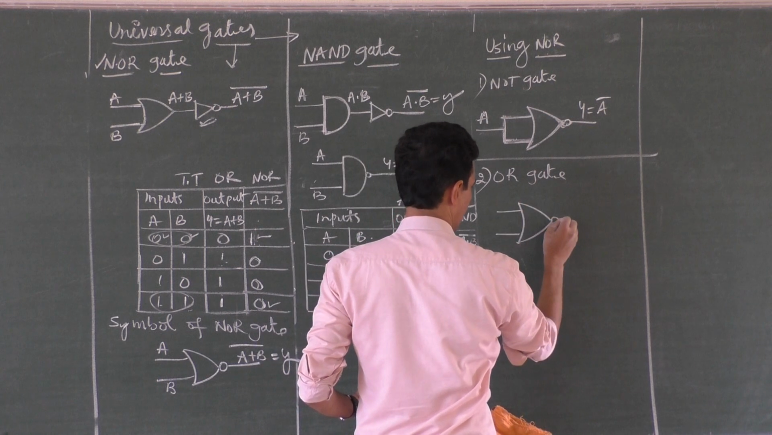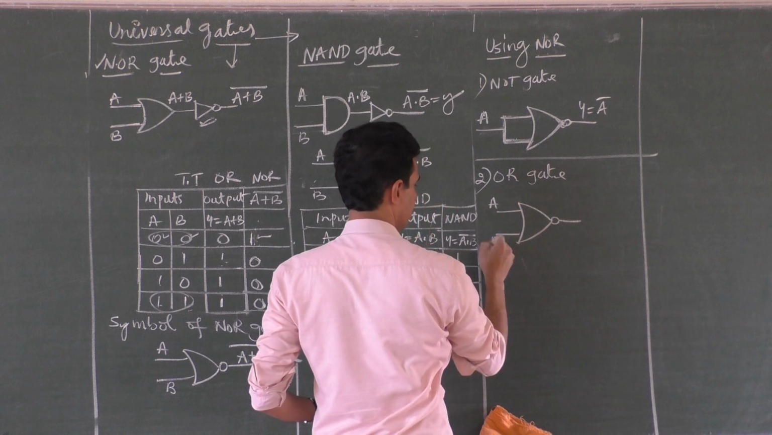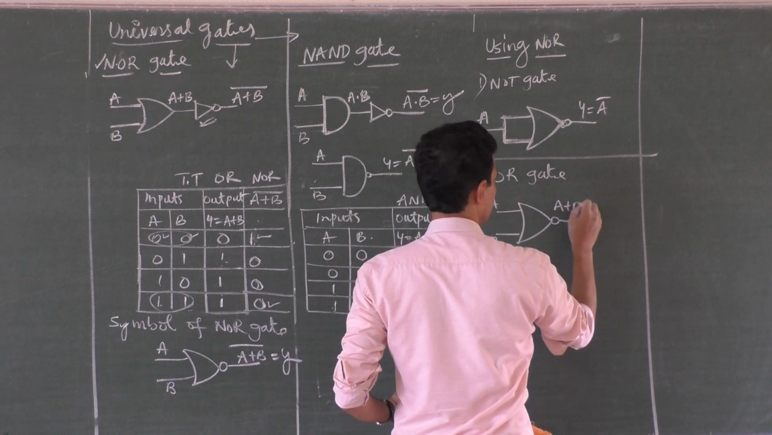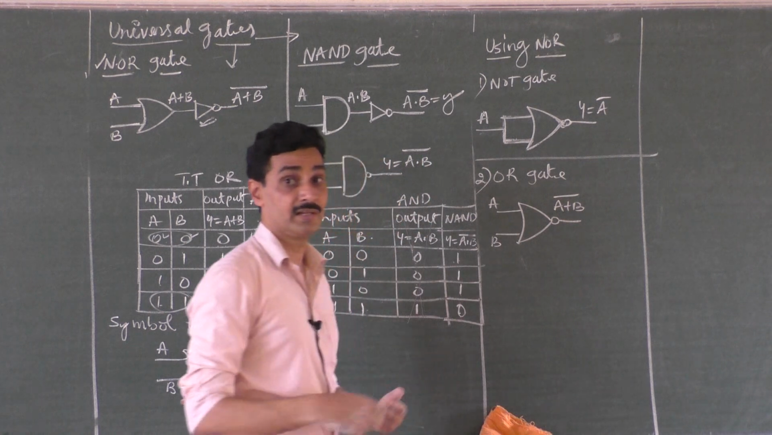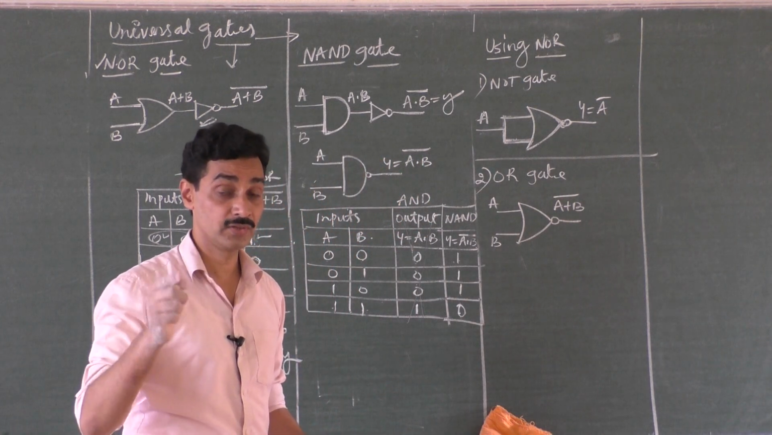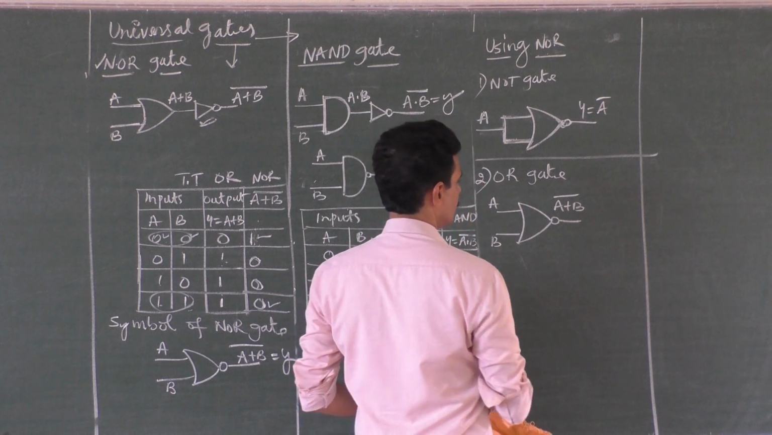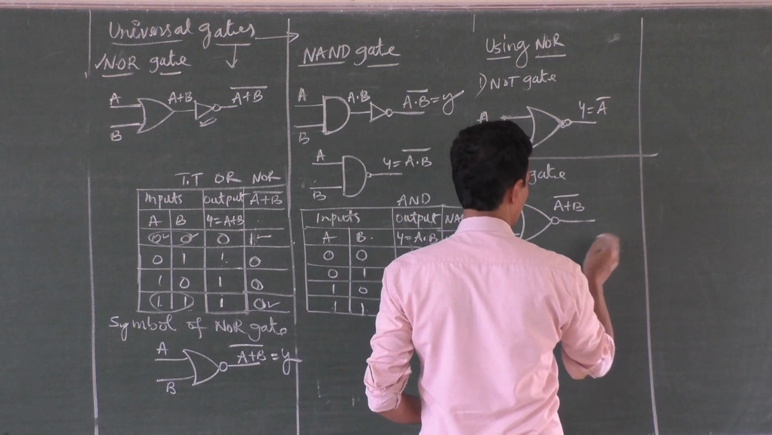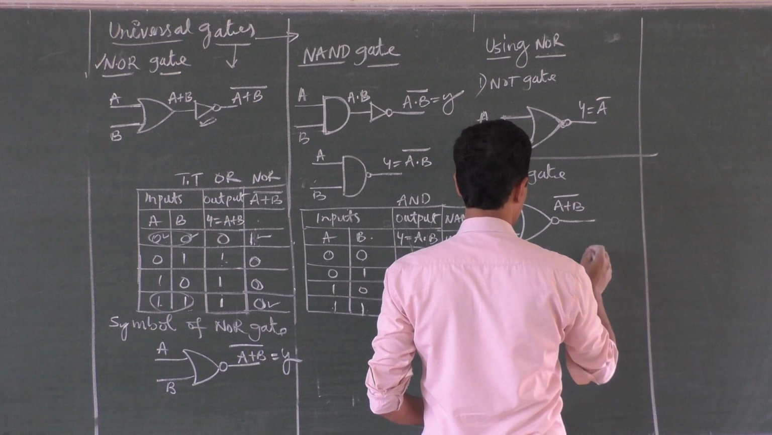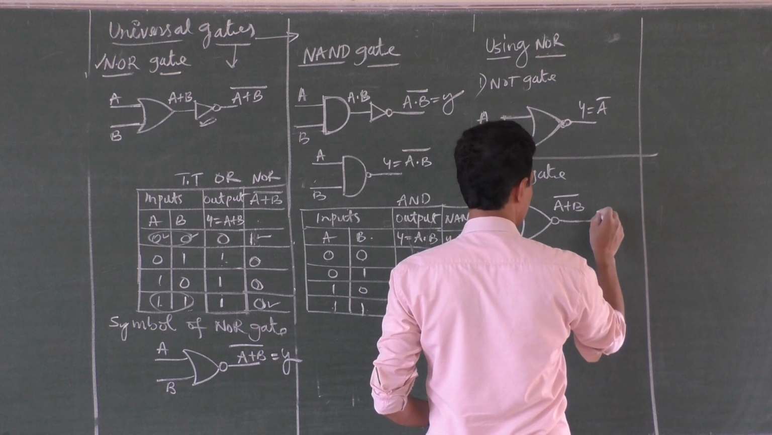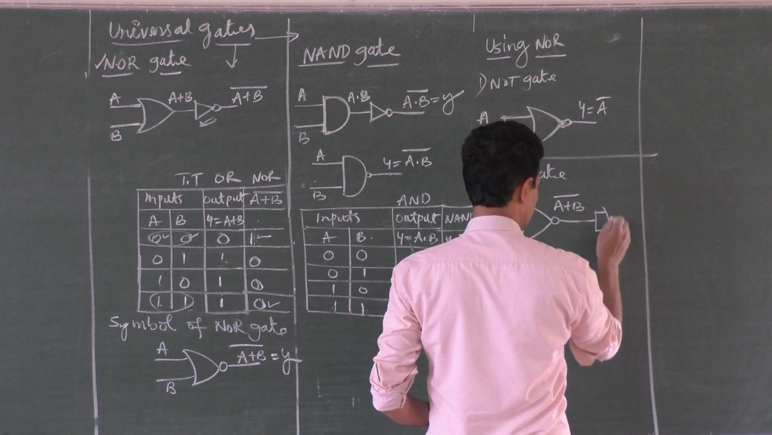What is the output of the NOR gate? A, B, (A or B) bar. It is complemented already because we are using a NOR gate, not an OR gate. (A plus B) bar. Now how to get OR again? Connect a NOT gate. Sir, how to connect a NOT gate? NOT gate using NOR gate only. So like this, another NOT gate.